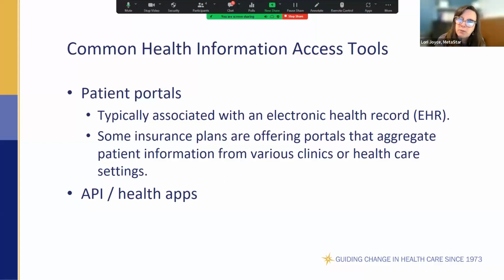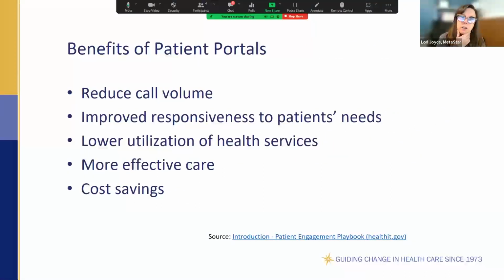And I know for me and my family, that has really, really helped us a lot. And then APIs, which I'll be getting into a little bit more here. And so the benefit to patient portals, and this is benefits to the clinic. It can reduce call volume.